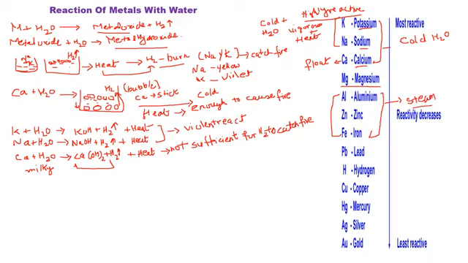So let's take the reaction of aluminium. When aluminium reacts with steam, that is H2O, then aluminium oxide, Al2O3, is going to form with the release of hydrogen. Same with zinc: Zn plus H2O, zinc oxide is going to form, ZnO, with the release of hydrogen gas. So hydrogen gas is released here.